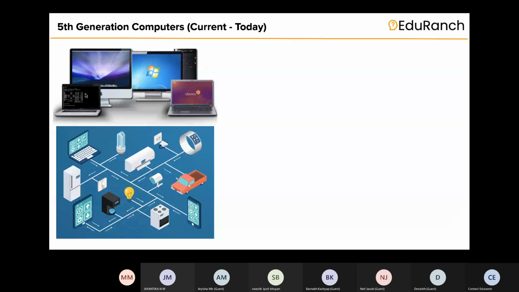And the fifth generation computers look something like this, right? So you have a nice MacBook, you have a nice Windows, smartphones, laptops, whatnot, all of these things, right? And it's all connected. Everything is connected. Now I'm speaking to you, you are able to hear me. It's all interconnected. So there are so many things happening today. So the fifth generation computers are still evolving.